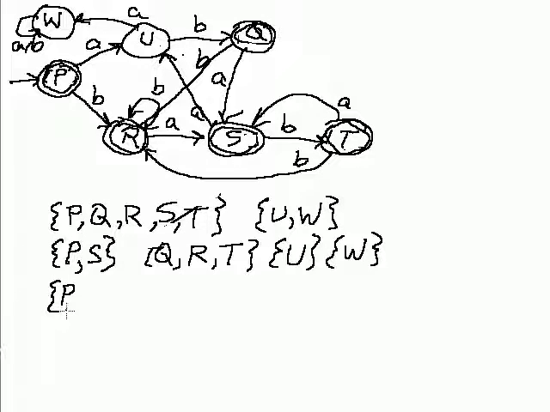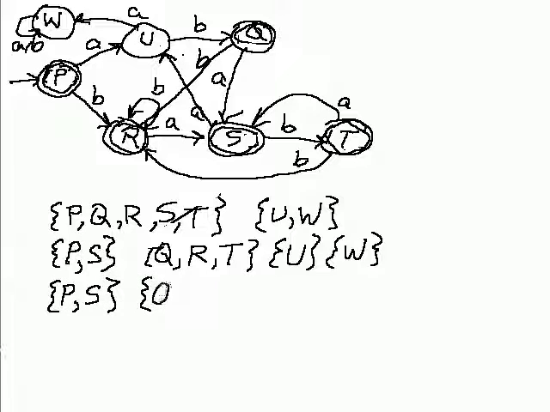So can P and S stay together? Here's P, here's S. On the letter A, they both go to U. On the letter B, they go to R and T. Were R and T together on this row? Yes, they were. So P and S can stay together.